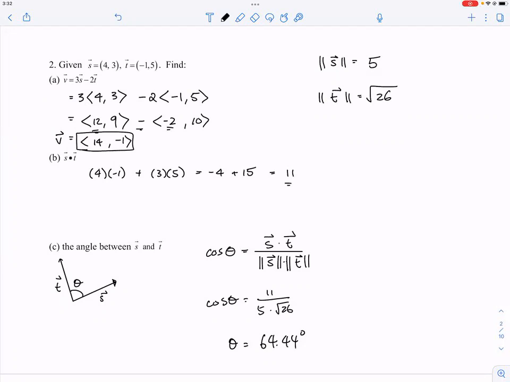Okay, so it is very critical that you know that this is the equation to handle the angle between the two vectors.